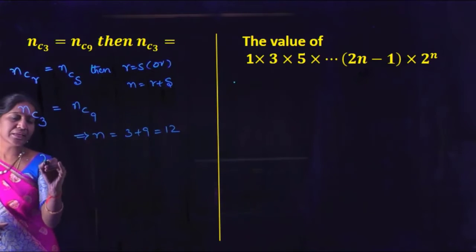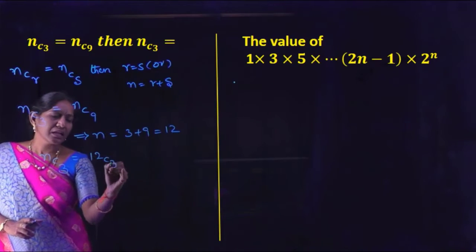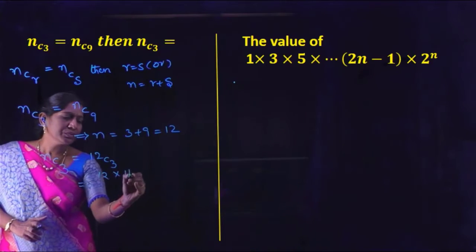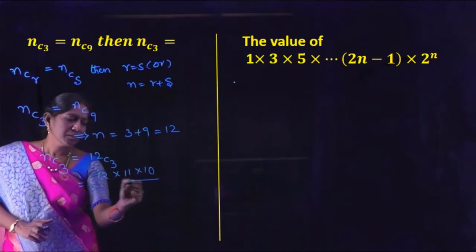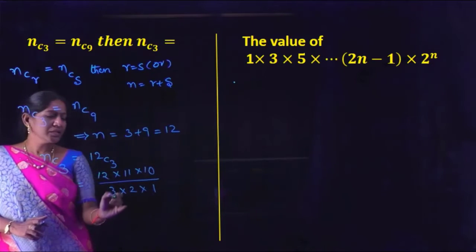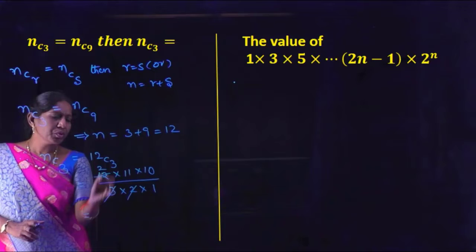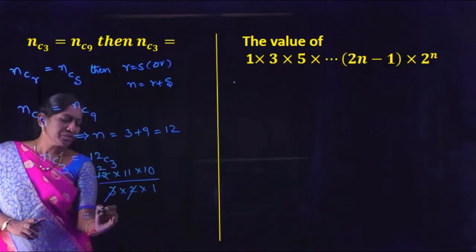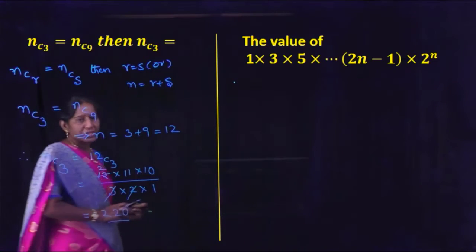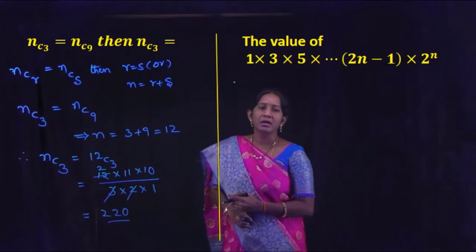Therefore, we have to find the value of nC3, that is 12C3. The 12C3 value can be found as 12 into 11 into 10 by 3 into 2 into 1. 3 into 2 is 6. 6 twice gets cancelled, 12 is there. So 2 into 11 is 22. 22 into 10 is 220. Therefore, the value of nC3 for this problem is 220. Come to the next problem.